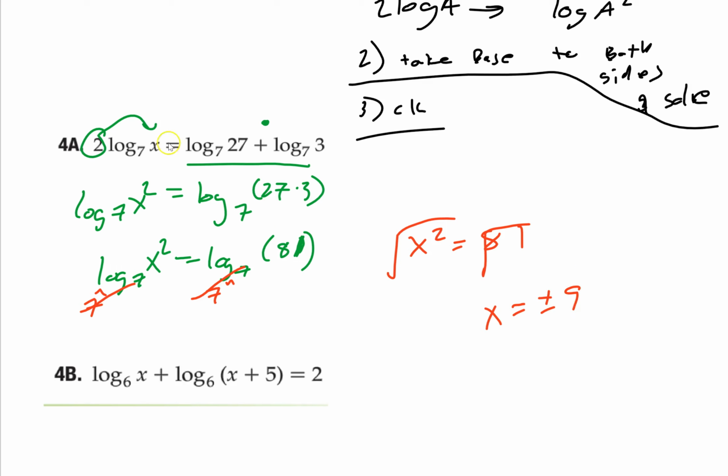But again, if you notice, I can now have a negative when I plug it in. So negative 9 is not going to work. It's only positive 9. That's my answer. And that's the general idea. Condense it first. And then take the base of both sides.